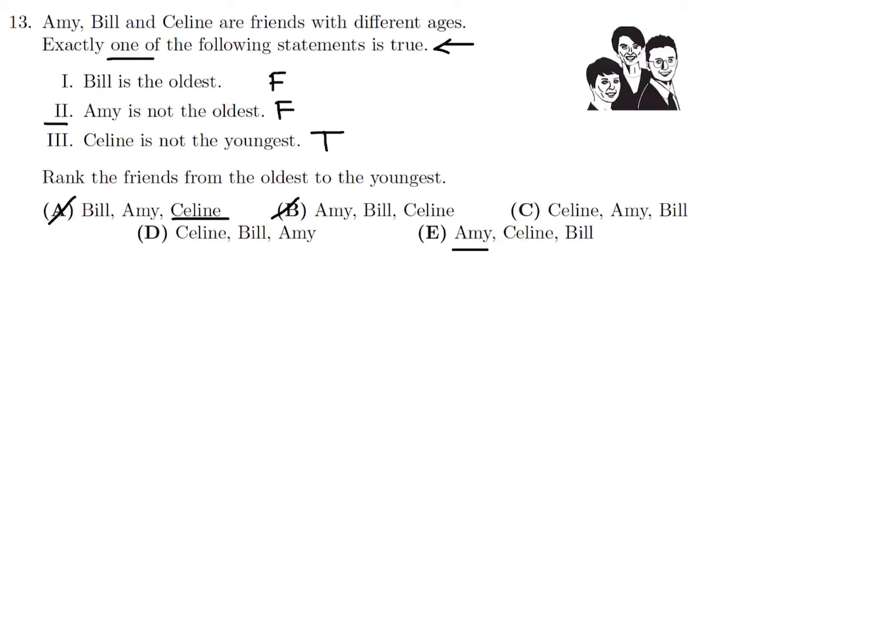Celine is not the youngest. That also matches. And "Bill is the oldest" is false. And that also matches. So this question is really kind of a trial and error. Let's think about this for a second. That kind of thing. So 13, the answer is E.